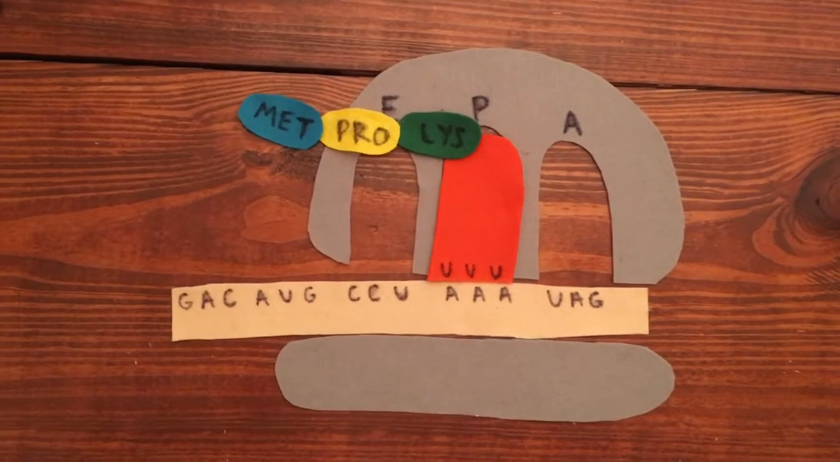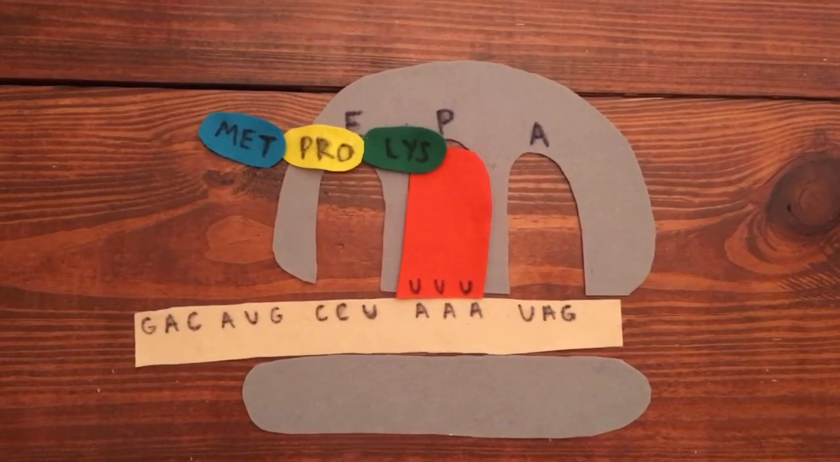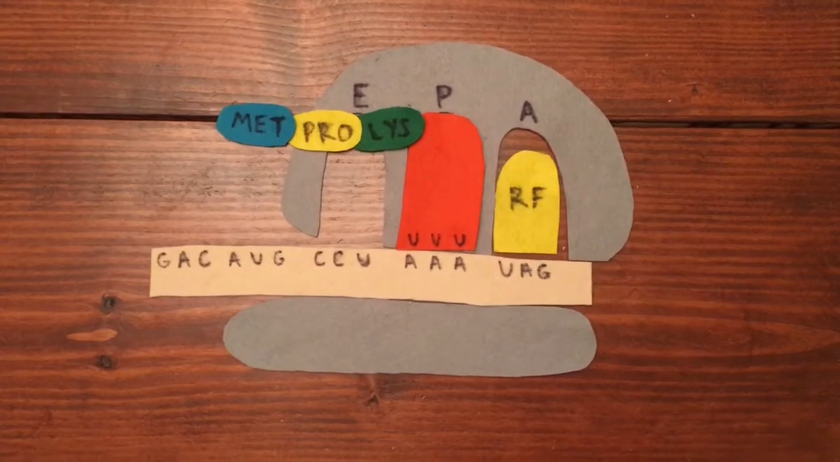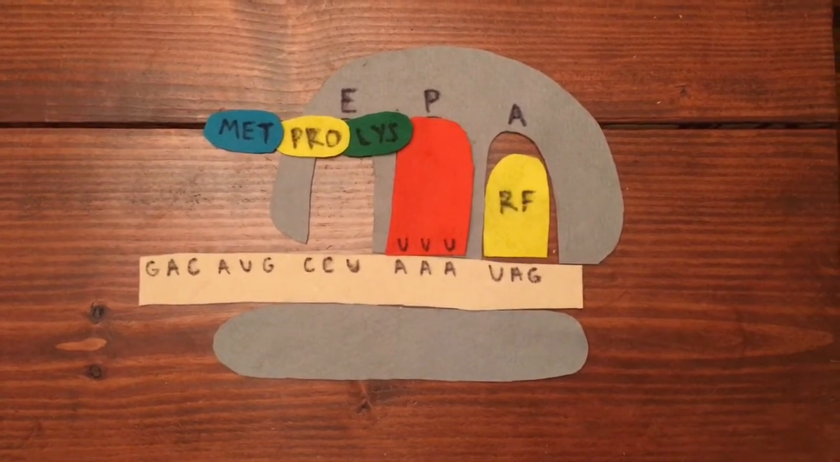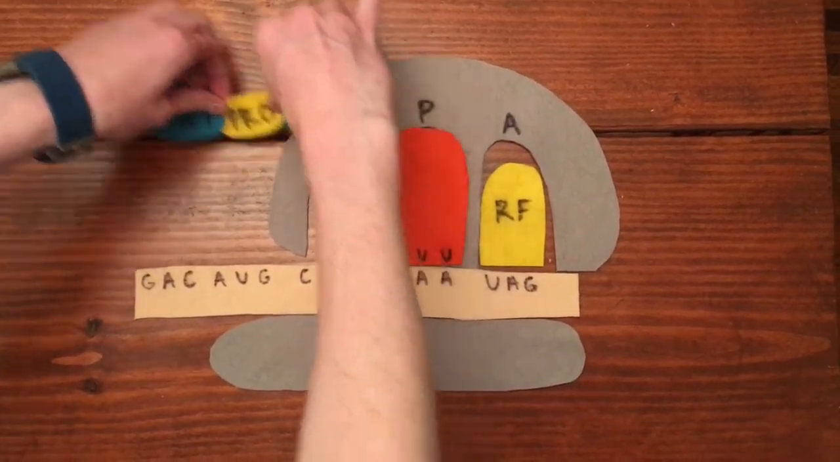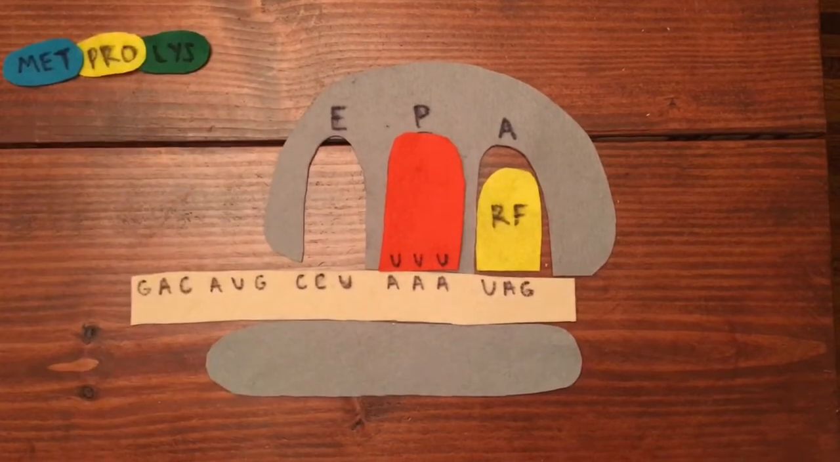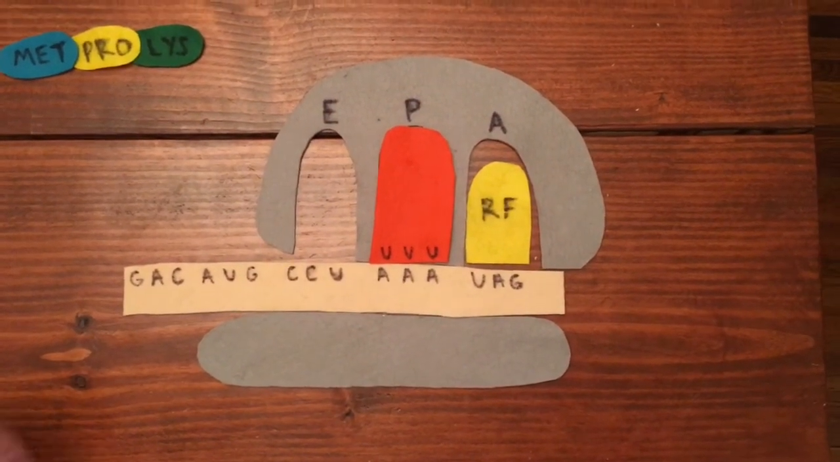The stop codon does not code for an amino acid, but instead it's going to call for a release factor. The release factor does not have an anticodon and binds in the A site. The polypeptide is released from the tRNA, and the small and large ribosomal subunits release from the mRNA along with the tRNA.